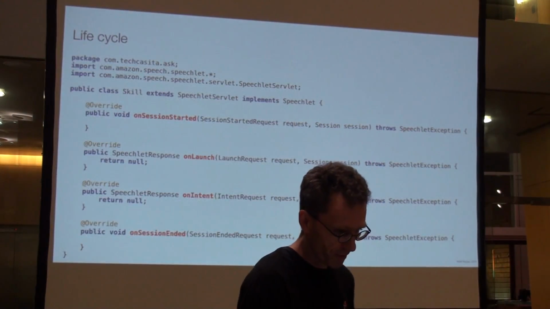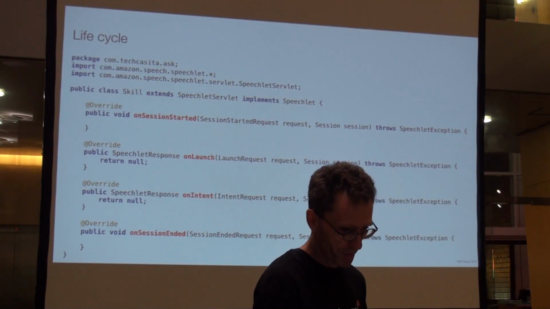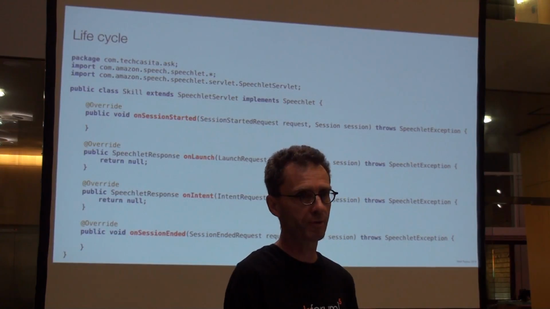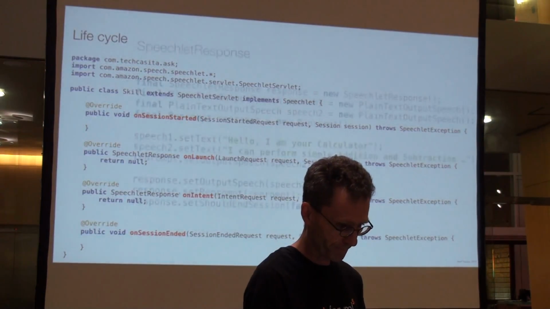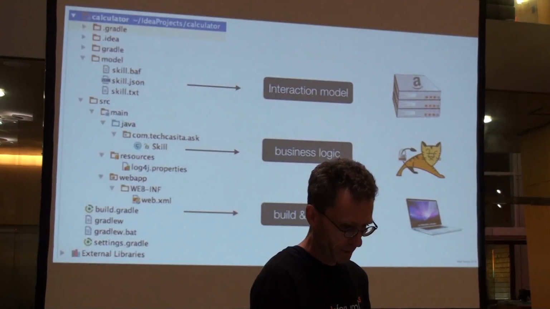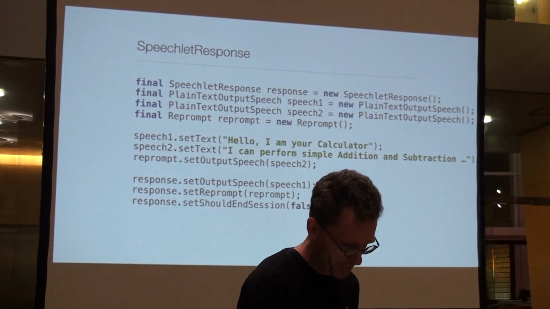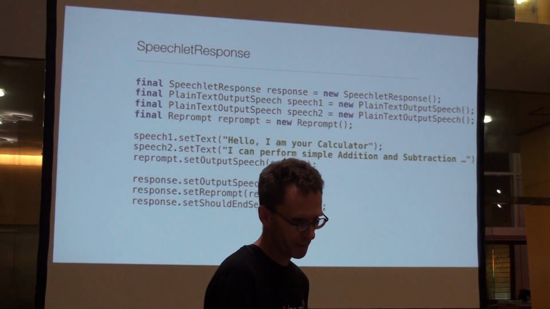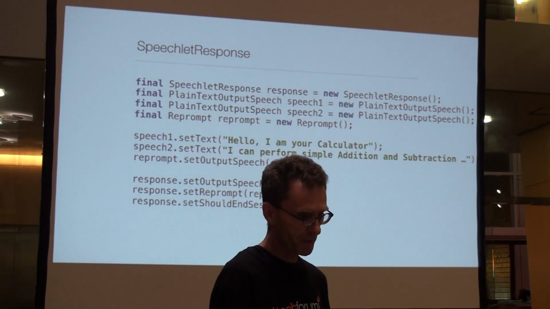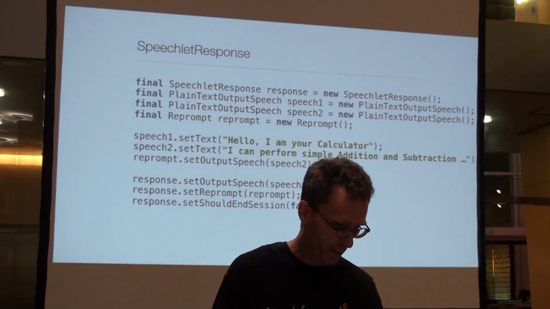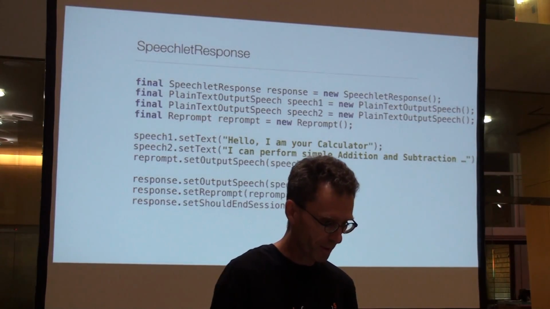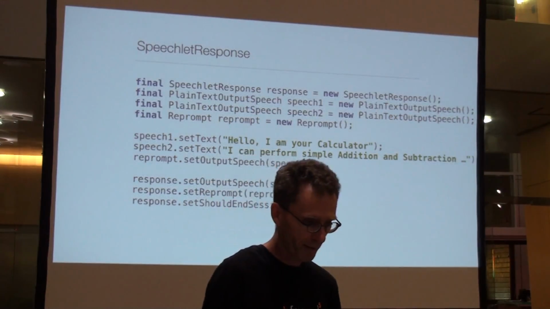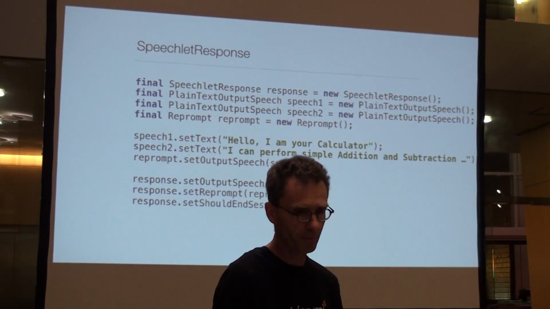So here you see that stuff just in code. On session started, on launch, on intent, and on session ended. That's all you have to implement for your skill. And, well, one more thing. How do we respond? So we built our response object by providing the text, which is called here speech 1, for hello, I'm your calculator. And then you can also do what I put then in the reprompt. If the user doesn't respond, I say, I can perform simple addition and subtraction and so on.